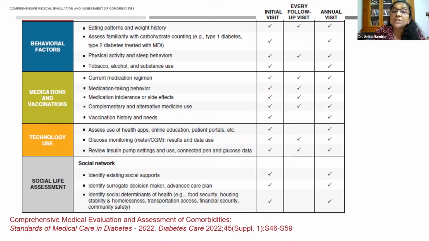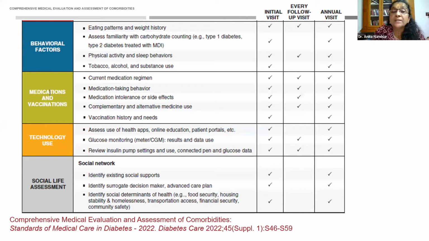How is the patient's medication-taking behavior? Many patients may take insulin one day and not take the insulin the next day, when they will take OHA instead. So there are some behavioral problems with diabetic patients because of the chronic illness.